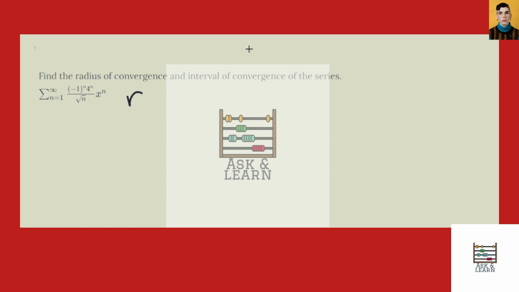Okay, so R, as usual, is the limit as n goes to infinity of the absolute value of a_n over a_(n+1). The absolute value is going to get rid of this (-1)^n, because by a_n we mean (-1)^n times 4^n divided by the square root of n. So these guys here, those are our a_n's.